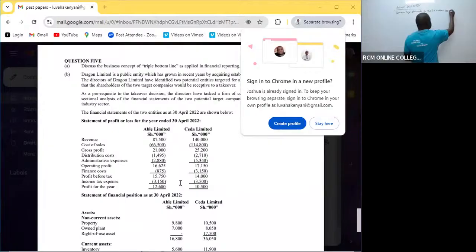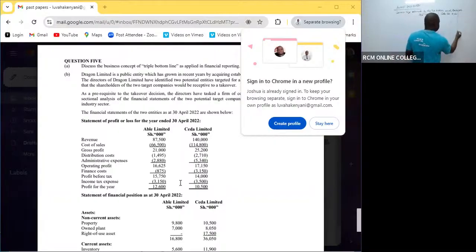As at 30th of April 2022. So we have two companies here. We have Cx Limited. We'll start with the income statement. That is Cx Limited, and of course we have Ta Limited. Our amounts in this case are in shillings of thousands.